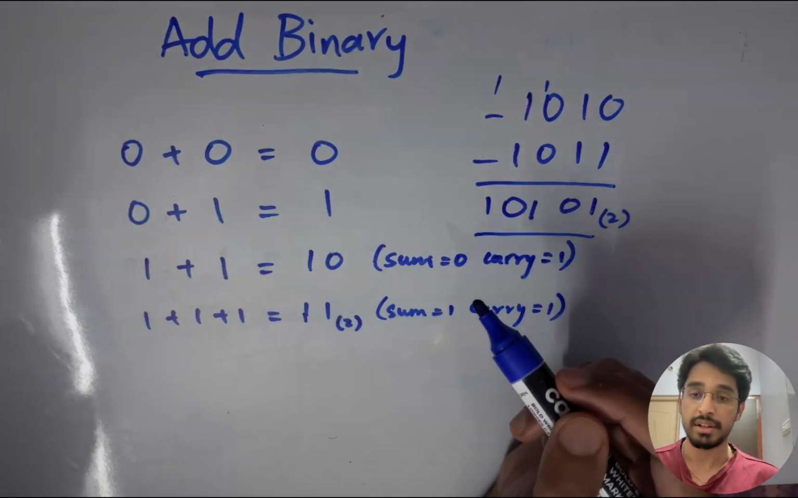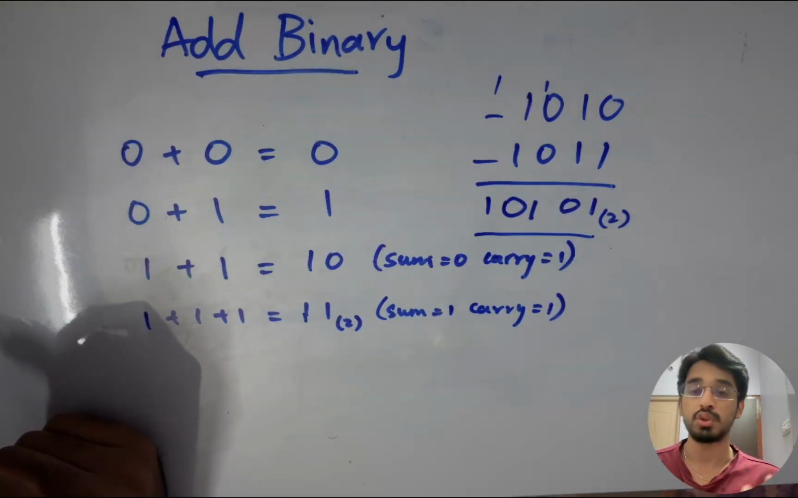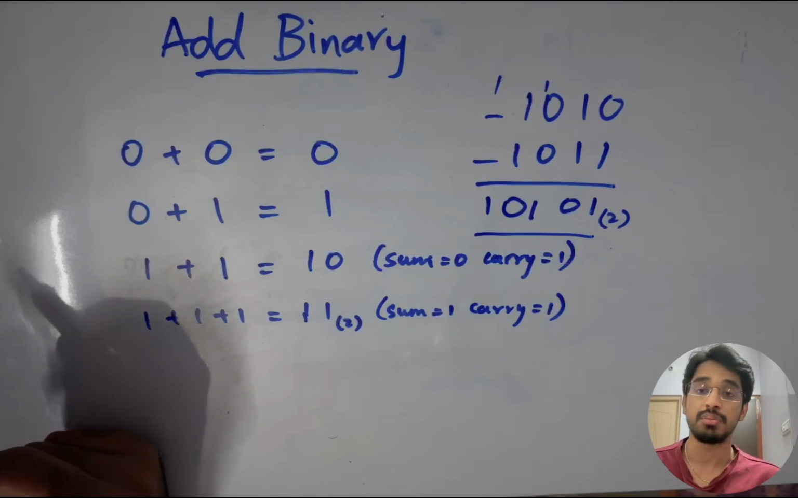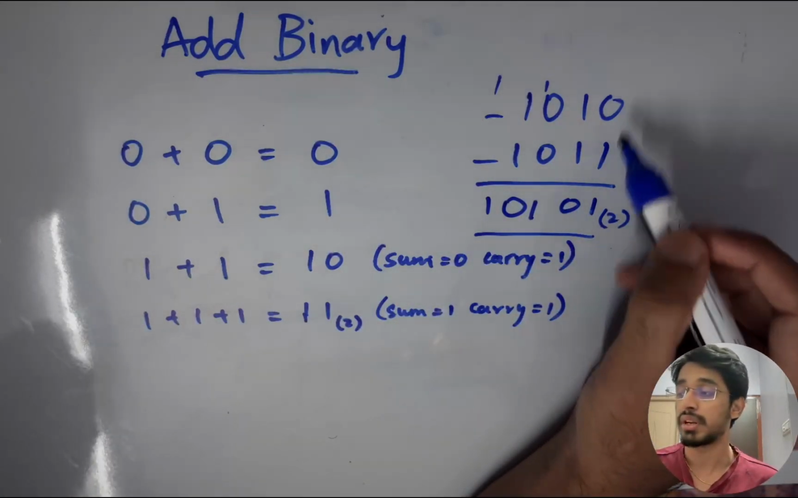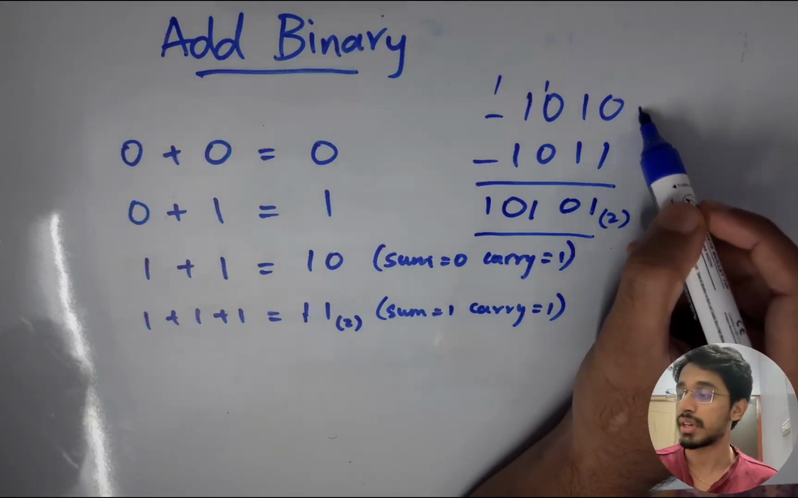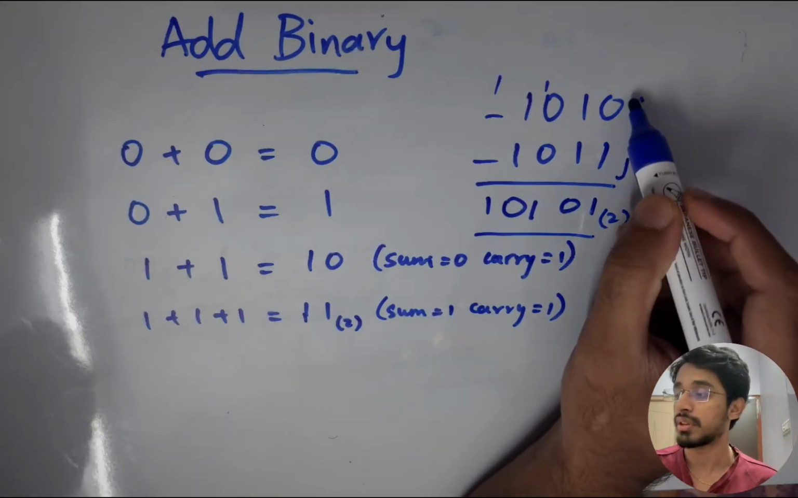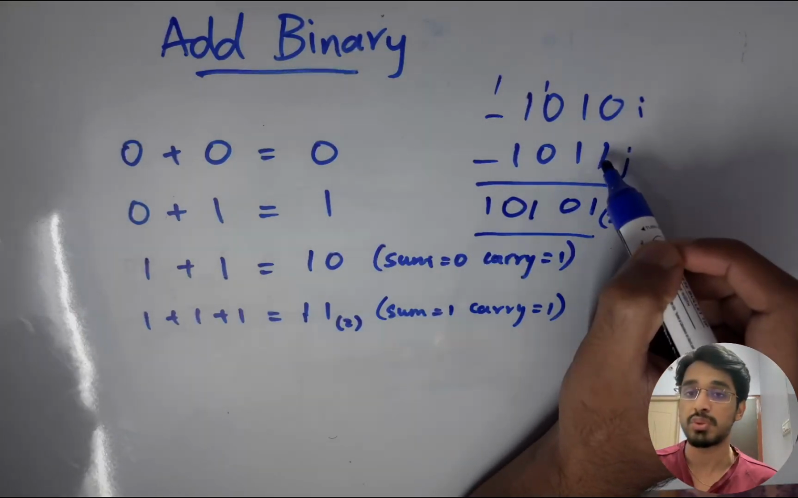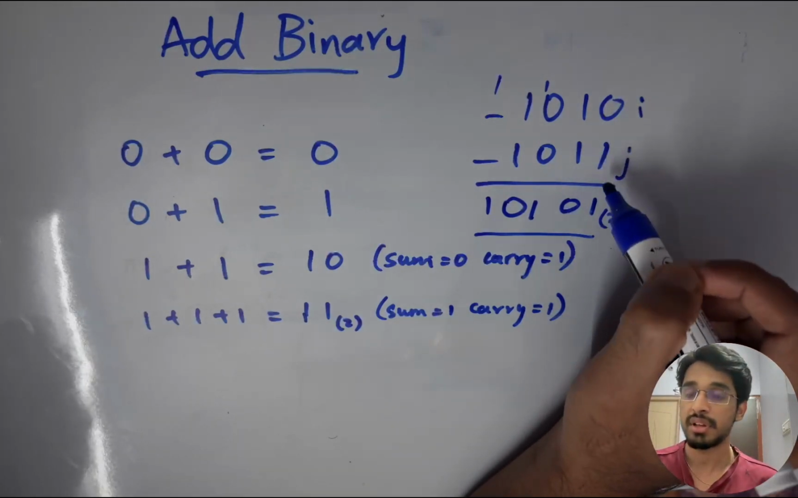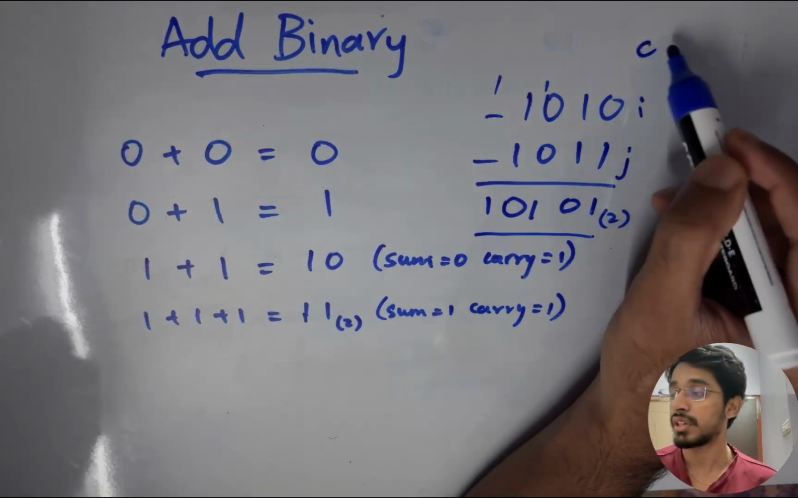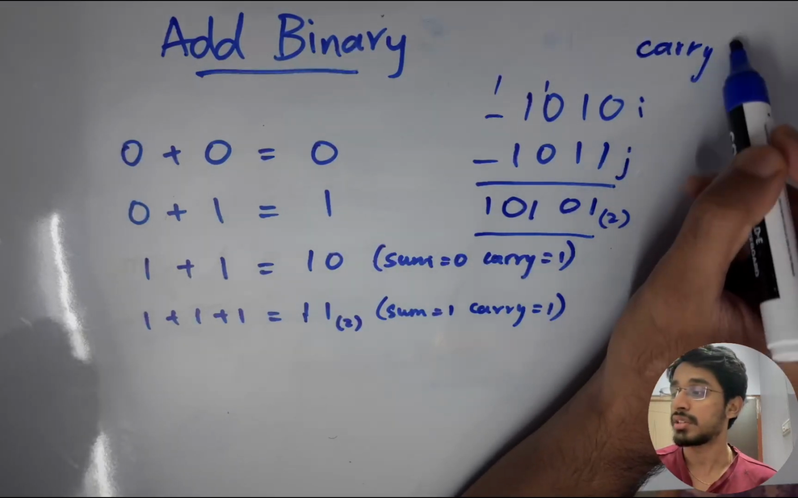So let's understand that. Basically we use two pointers to solve this particular problem. We set the two pointers to the last digit within our two binary numbers. So we can set i over here and j over here. So i points to 0 and j points to 1 over here. Here we just need to add these two numbers, and we also initialize a carry variable, initially set to 0.